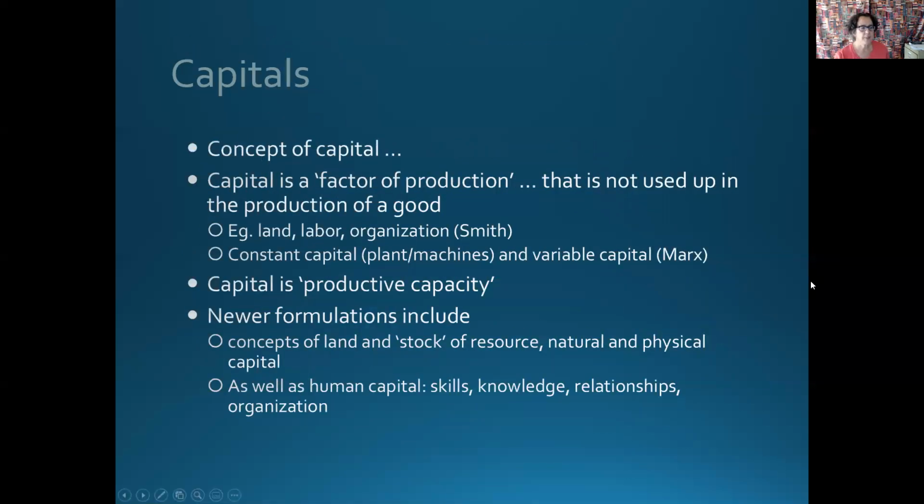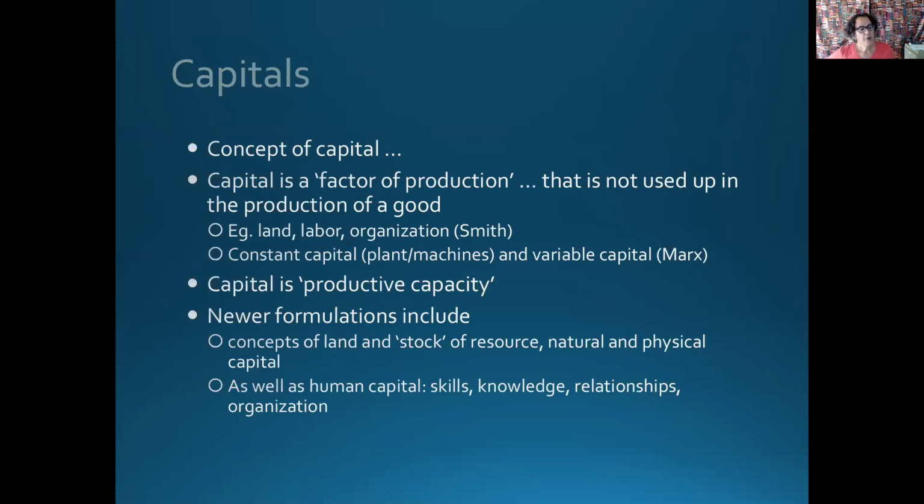So, capitals. I'm going to define capital as a factor of production, something that is not used up in the production of a good. So back to Adam Smith. I'm just looking at what I've written there and realizing it's not exactly right. For Adam Smith, capital was actually the machinery of production. So there was capital and land and labor and organization.